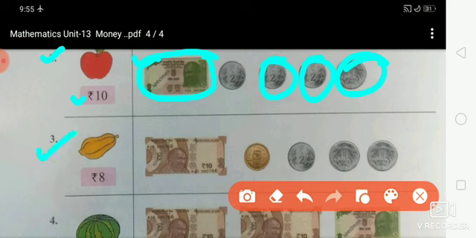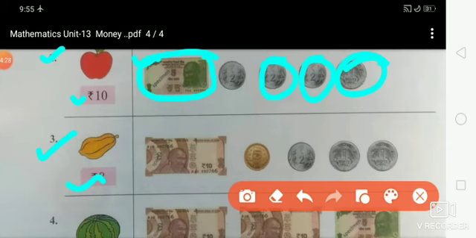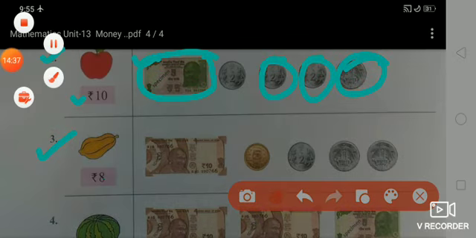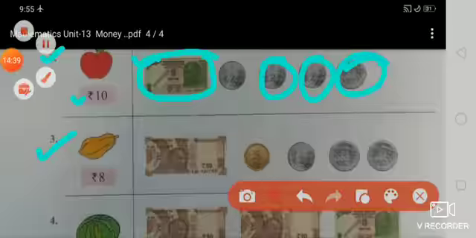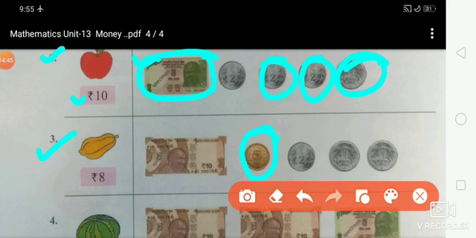Now third one, papaya. Papaya costs 8 rupees. So circle the coins or notes, mixed. Circle the 5 rupees coin, the 2 rupees coin and the 1 rupee coin. That means the cost is 8 rupees.